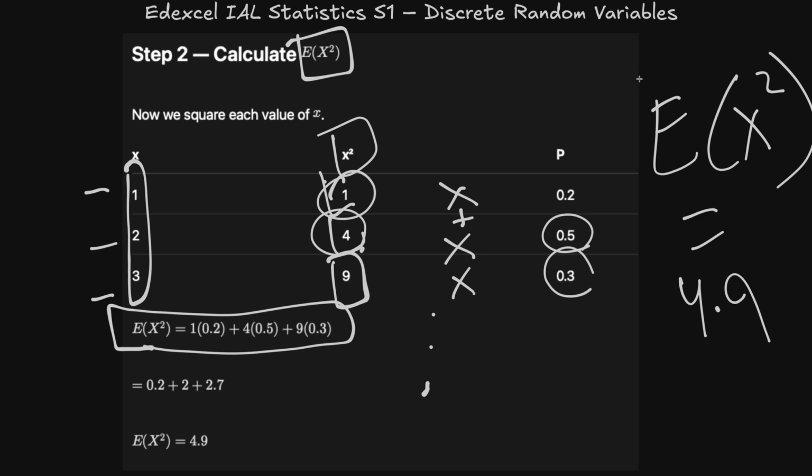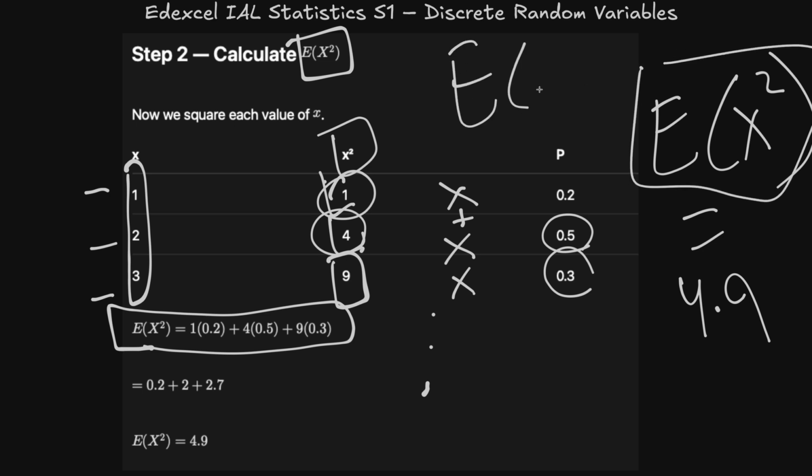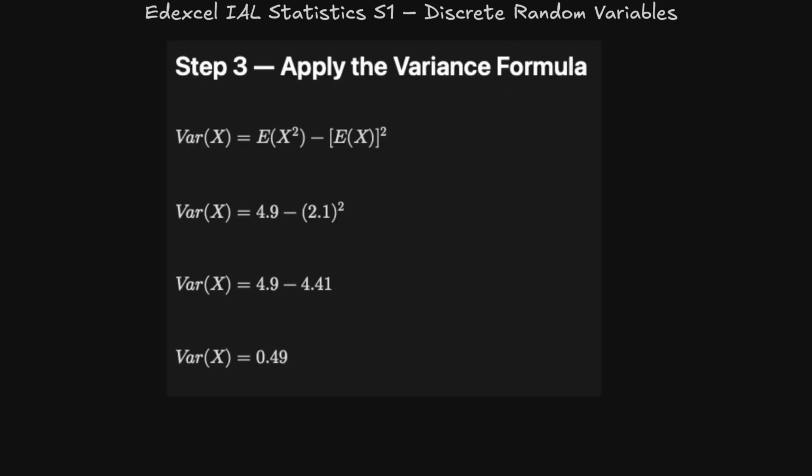So now we have the mean of x squared and the mean of x. Now we can calculate our variance. So now let's go back to our formula. The mean of x squared, which is 4.9 as we just found out, minus the mean of x, which is 2.1 as we found out before, squared. So 2.1 squared, which is 4.41. So 4.9 minus 4.41 is basically 0.49, which is our variance.